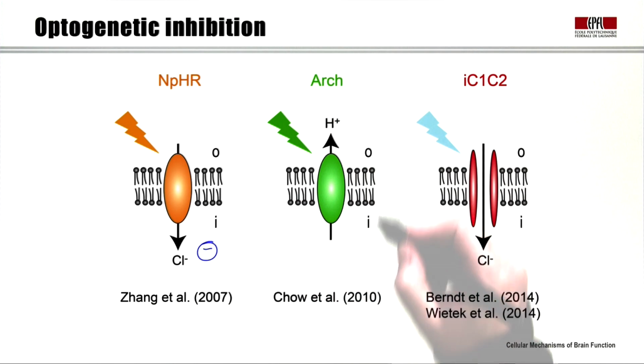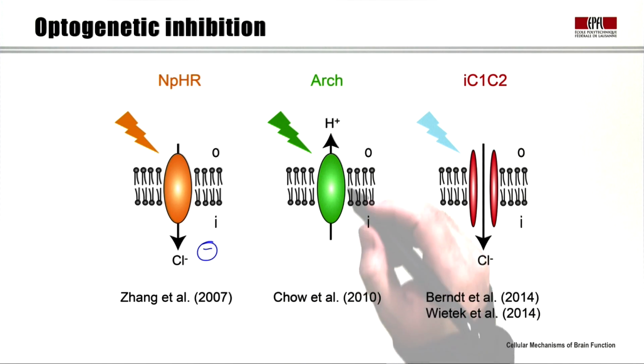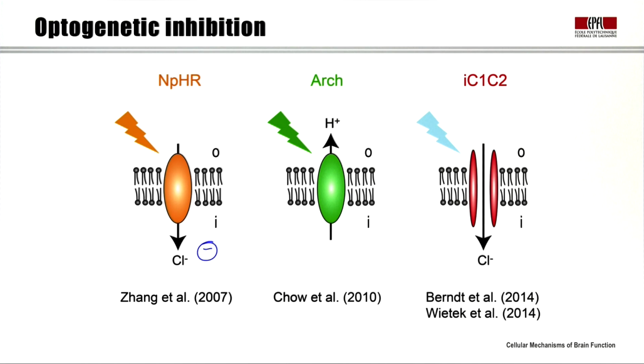Another molecule called archaerhodopsin, or ARCH, is a proton pump, and absorption of a green photon by ARCH removes a proton from the inside of a cell and moves it to the outside, again causing hyperpolarization. For each yellow or green photon absorbed by these pumps, one ion is moved.